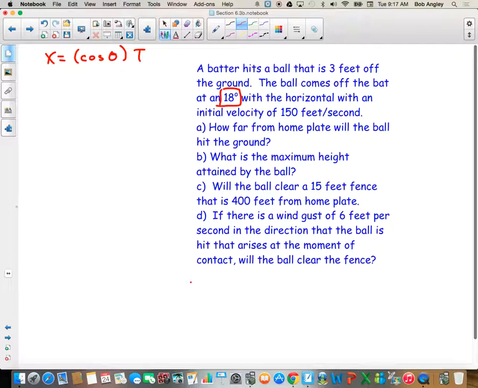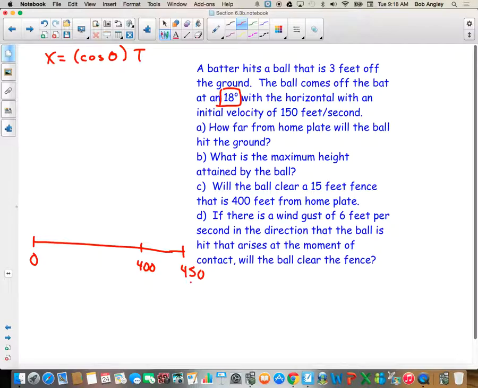Now I want to give you an idea of what we're trying to draw here. Here is home plate. We're going to put home plate at point 0 right here. Eventually, down here, we're going to get to a question that says, will the ball clear a 15-foot fence that's 400 feet from home plate? So we're going to build a fence at 400 feet, and then we're going to go over here to 450 feet. In other words, we want to have some area behind the fence because we want to see if the ball gets over the fence or not.